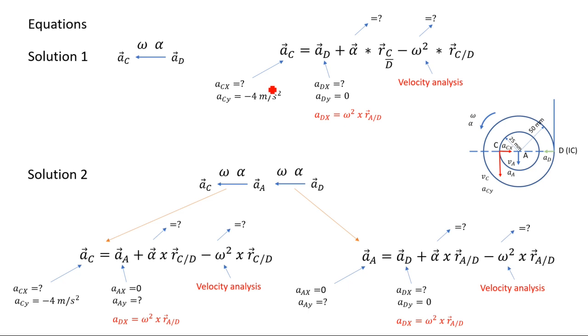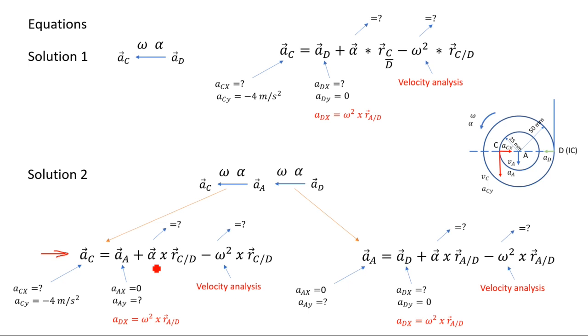Now we are going to do solution number 2, which is to find the relative equation between the acceleration of A and the acceleration of C, and after that find the relative acceleration of D with relative to the acceleration of A. So the first one is the same equation we had before. The AC is going to have two components. One of them is unknown, which is the i component. The other one is -4j. For AD, the i component is 0, and the j component is going to be omega squared multiplied by RAD.